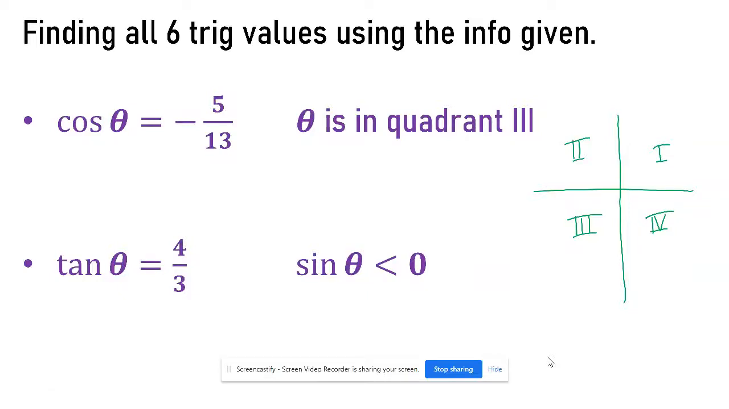All right, we got a few examples to go over of a different type of problem that we're going to be doing here. If you look at the first example, it gives you the cosine of an angle. It doesn't tell you the angle. It gives you its cosine. And it gives you one other piece of information. Here it tells you the angle is in quadrant 3. And our instructions here are to find all 6 trig values.